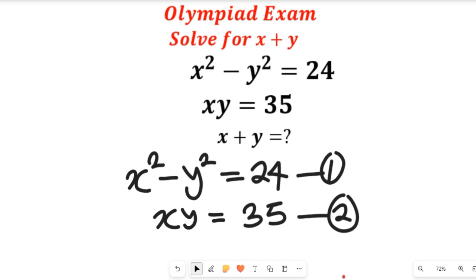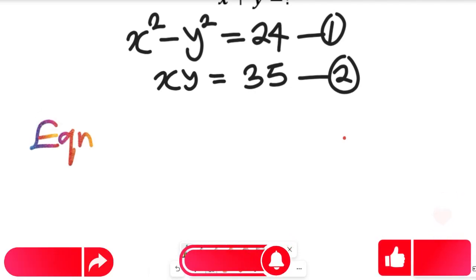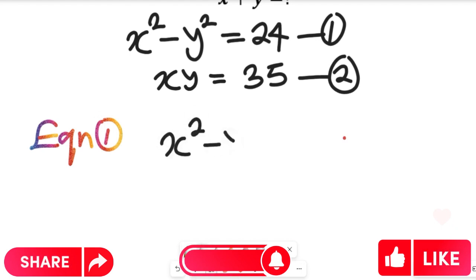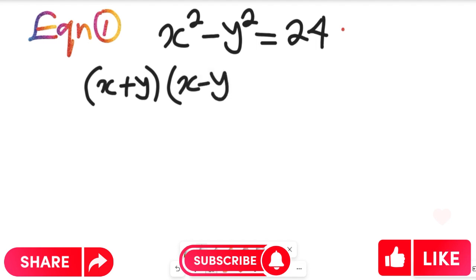Now, to solve these two equations, we need to first of all consider equation 1: x squared minus y squared equal to 24. How do we simplify this expression? Let's look at the expression on the left-hand side as a difference of two squares. This will give us x plus y, and x minus y, and both of them will be equal to 24.